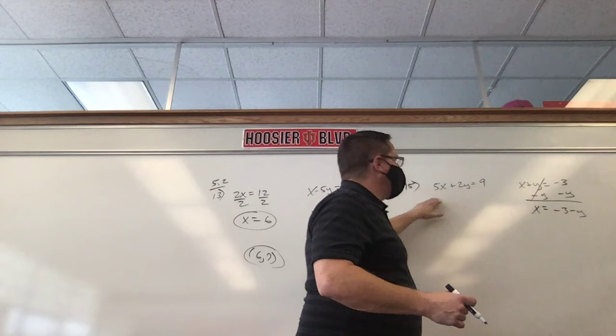How are we gonna clean this up a little bit? What do we normally do if we have a number? Distribute. 5 times -3 is -15, minus 5y. Do we times that by 5? No. Why? It's not in the parentheses. Plus 2y equals 9. Now can't you put the variables together? What's a -5 and a +2? -3.